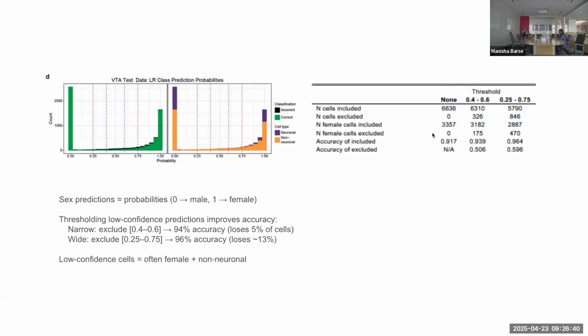So when they applied this threshold to see how the accuracy increases by removing the low confidence cells, they found that these low confidence cells are mostly female and non-neuronal cells. Because of this finding, they did try to compare neuronal and non-neuronal cells, which I will show shortly after a few slides.